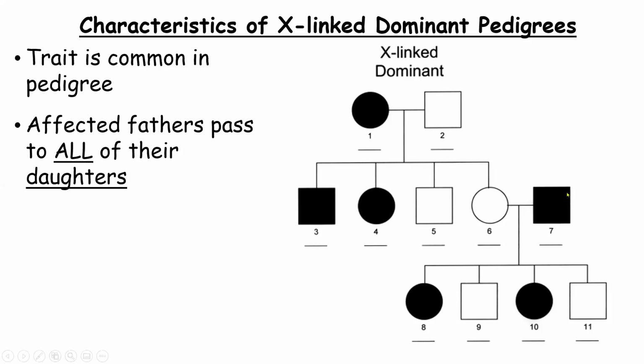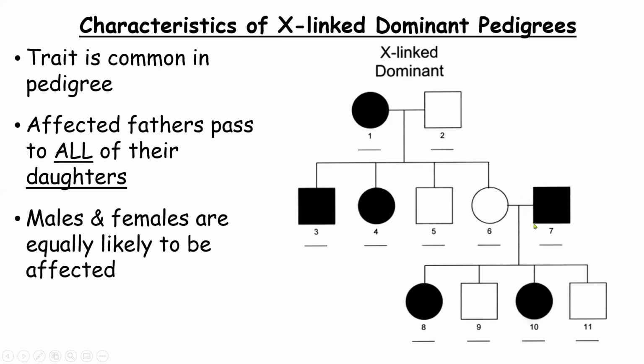Like down here, number 7 has it and all his daughters also have it, that's a clue it might be on the X and therefore be dominant, because the X that he gives them, he only has one X to give them, and they are showing the trait, so it must be dominant because they're getting it with only having one affected X. Mom doesn't have an affected X. She's not showing the trait.